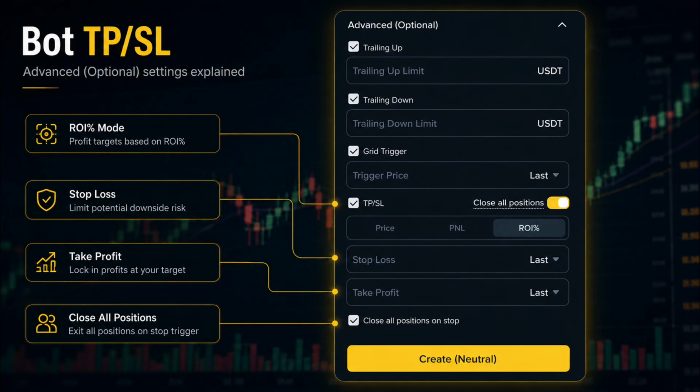So before creating the bot, you should know exactly what you want. Do you want the bot only to stop? Or do you want the bot to stop and also close the open positions? That choice changes the risk outcome.